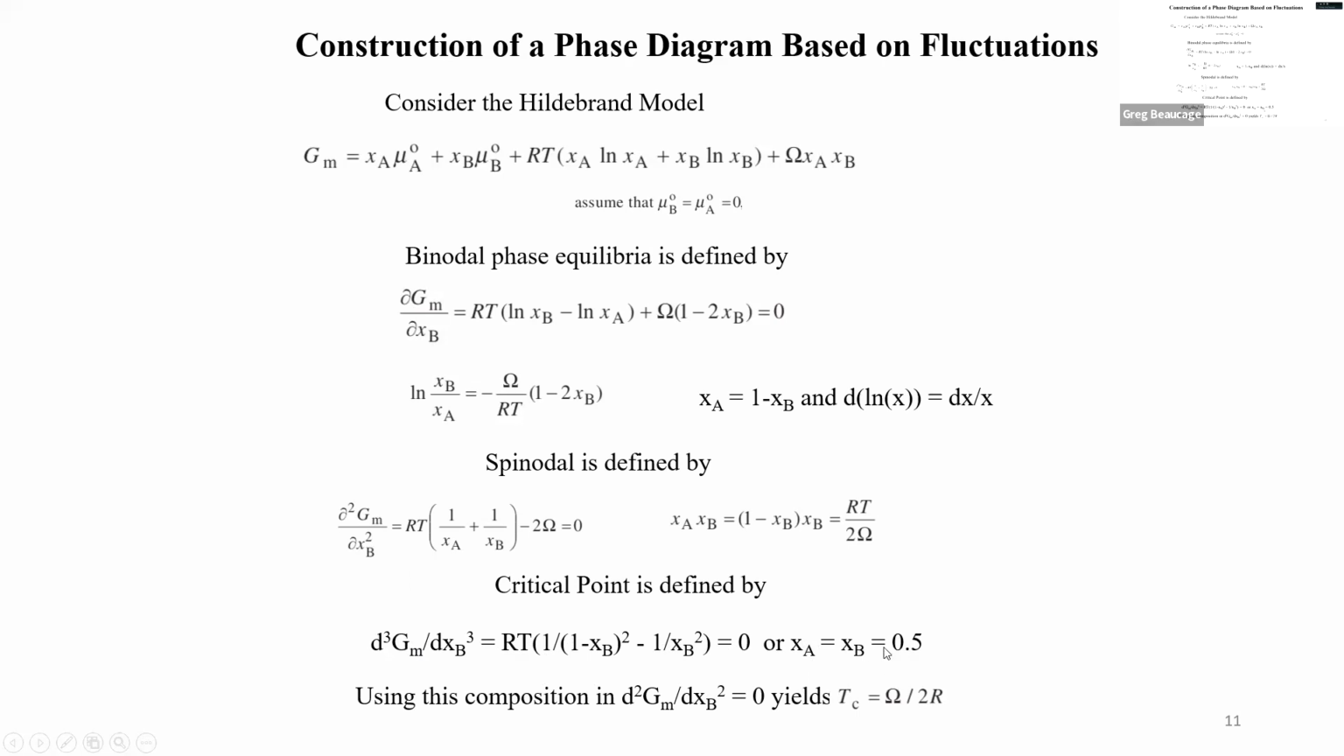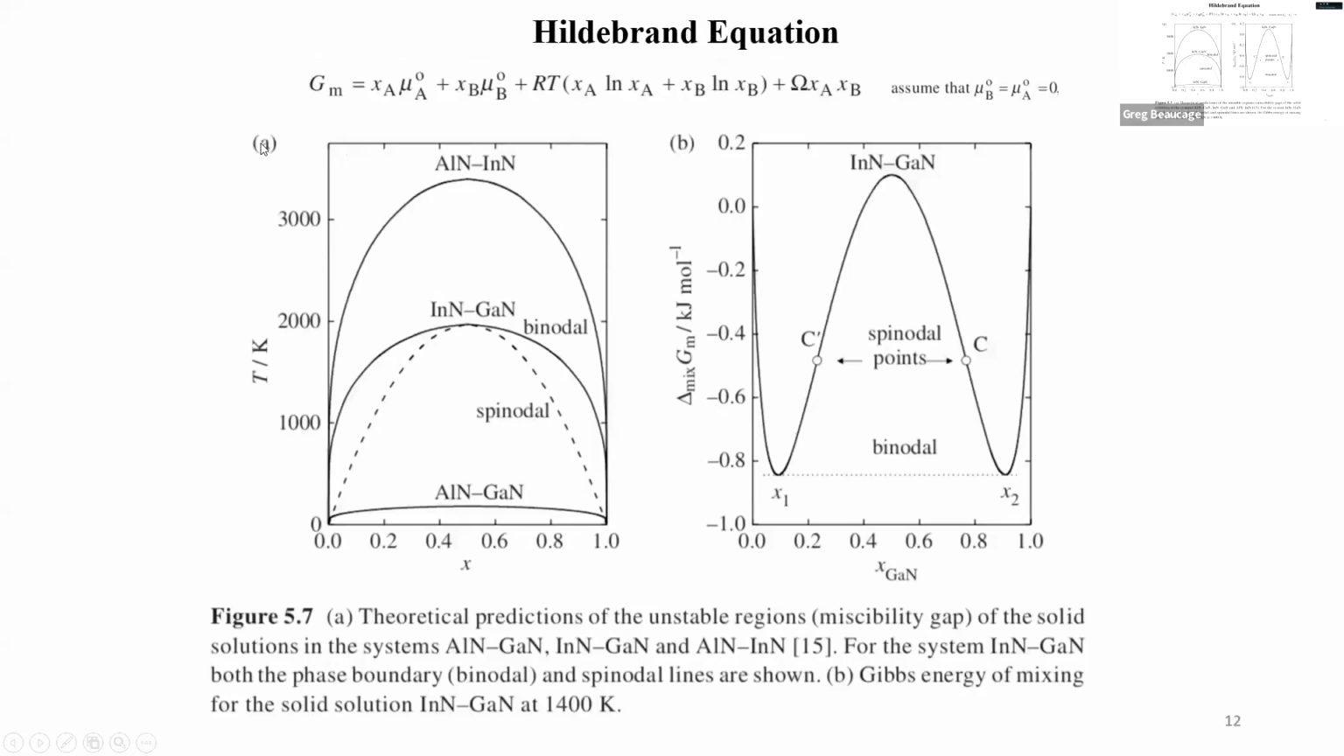Anyway, if you plug the critical point, the 50%, back into this equation, then you can find out what the critical temperature is, because that is equal to 0. You plug in 50%, and you find the critical temperature is gamma over 2R. Right, so you can solve the entire spinodal, binodal, and critical point just by doing derivatives of the Hildebrand equation. So that's kind of the idea. And then you can construct these things using the Hildebrand equation just by doing derivatives of that.